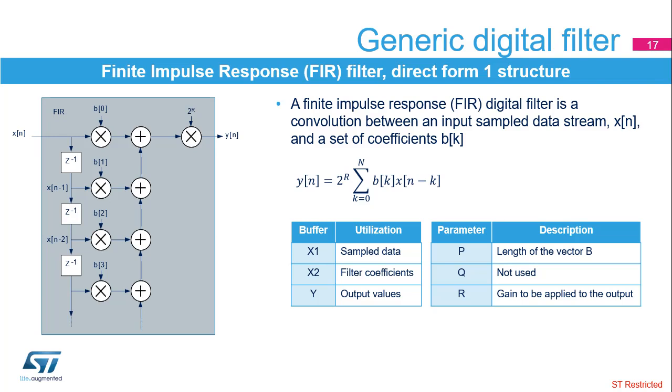Here are the parameters. The parameter P contains the length N plus 1 of the coefficient vector B in the range 2 to 127. The parameter R contains the gain to be applied to the accumulator output. The value output to the Y buffer is multiplied by 2 to the R, where R is in the range 0 to 7. The parameter Q is not used. The function completes when the start bit in the FMAC param register is reset by software.